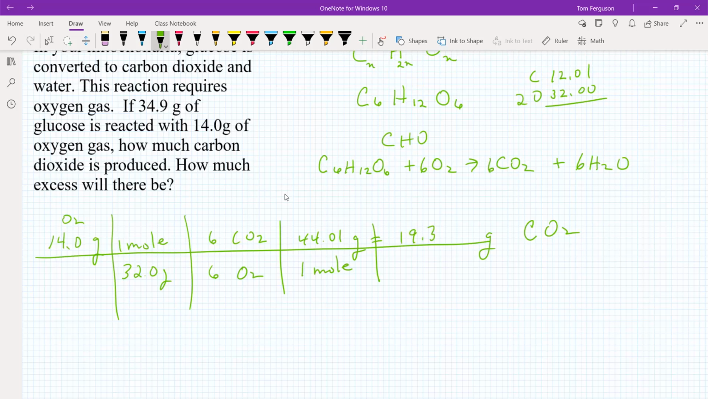Now this headset of mine is giving me a low battery. So towards the end of this video, my audio is going to trail off. All right, now we need to use glucose to start with. So we have 34 grams of glucose.